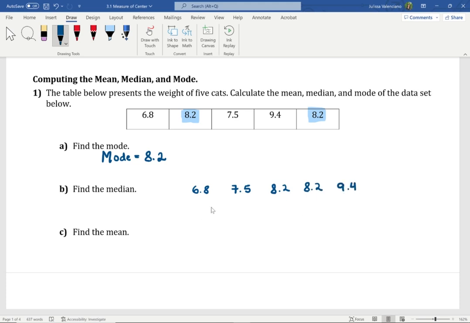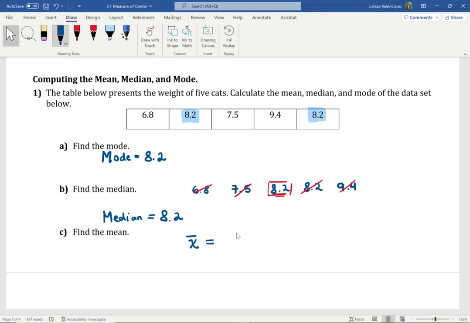Once you order your list from smallest to largest, then you need to go ahead and find the middle value. I like to cancel values on the left and right, and I keep doing that until I get to the middle value. This data set is pretty small. It is easy to see that 8.2 is in the middle, but sometimes that is not the case. That's why I wanted to show you the strategy that I use to find the middle value. So in this case, we have the median being equal to 8.2.